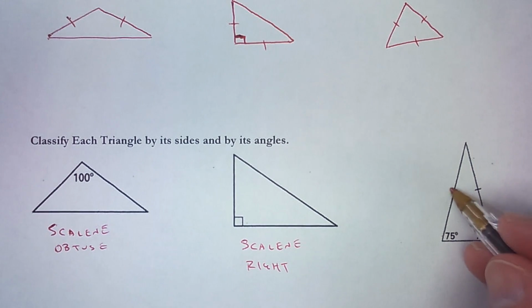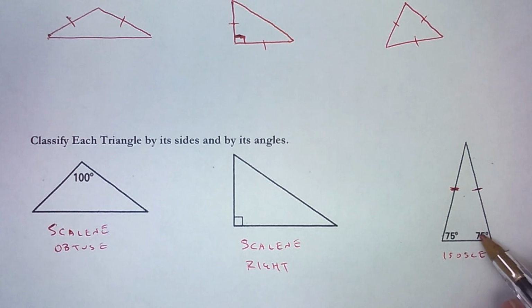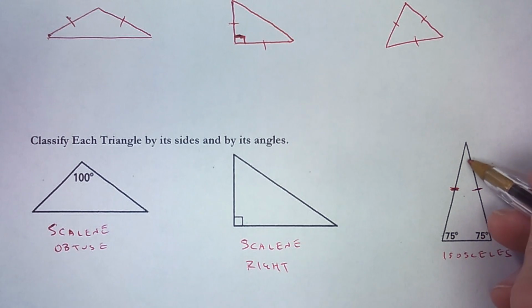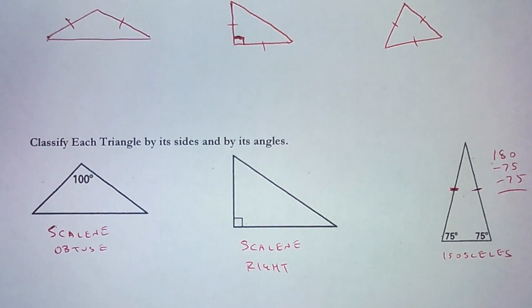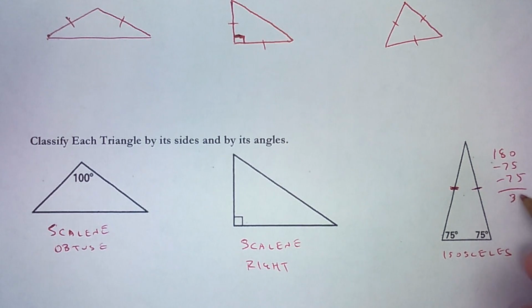And here I have 2 sides the same, so it is isosceles. I have 2 75-degree angles, and this one appears to be acute, and here's how we can tell. I can do 180 minus 75 minus 75 and figure out that last angle measure. Now this 75 and 75 is 150. 180 minus 150 is 30. So this is a 30-degree angle. So all of the angles are acute. It is isosceles and acute.